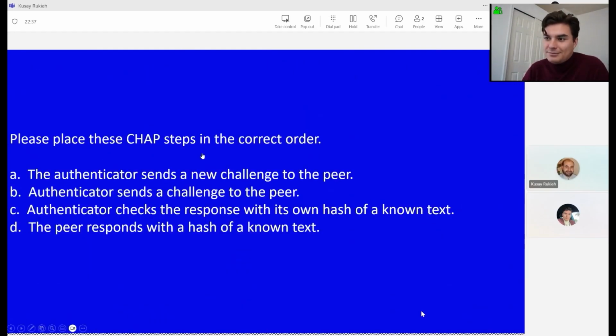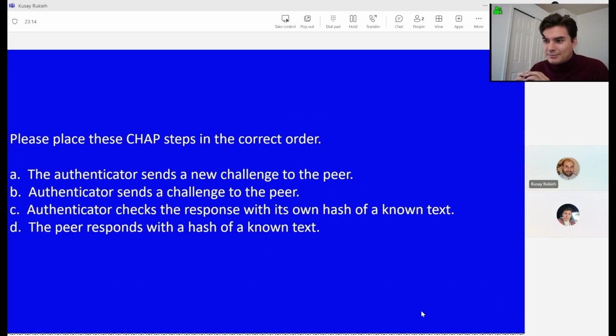Concepts for $200. Place the following steps in the correct order: challenge, handshake, authentication protocol. That must be for passwords? That was the old way to do it. So the authenticator sends a challenge to the peer, and the authenticator sends a new challenge. Don't they both challenge each other here? So the server challenges, and the user is also challenging.